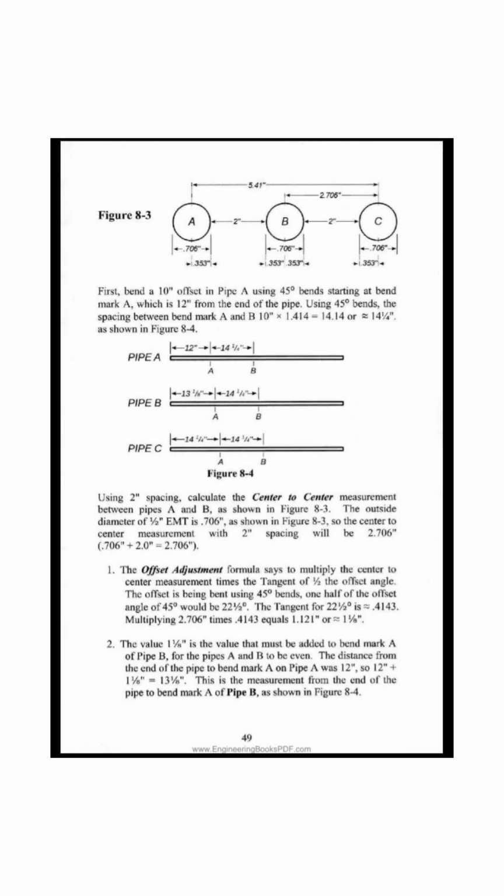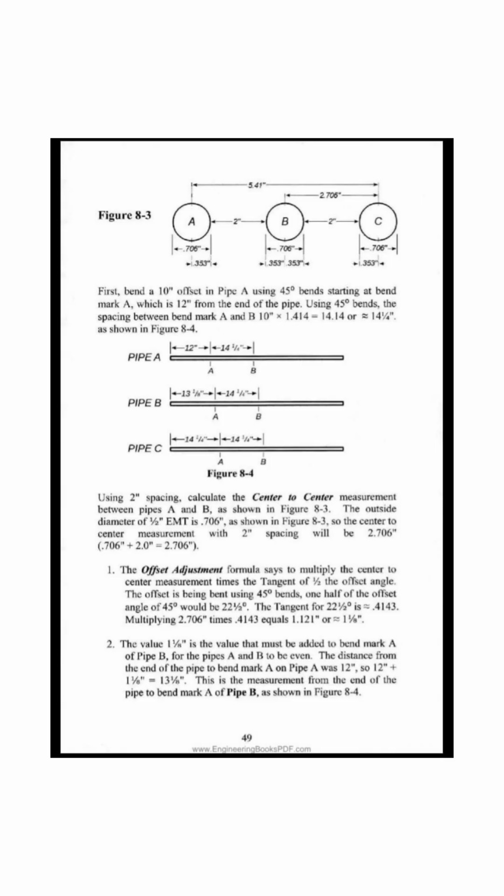The offset adjustment formula says to multiply the center to center measurement times the tangent of 1/2 the offset angle. The offset is being bent using 45 degree bends. 1/2 of the offset angle of 45 degrees would be 22½ degrees. The tangent of 22½ degrees equals 0.4143. Multiplying 2.706 times 0.4143 equals 1.121, or approximately 1 1/8.